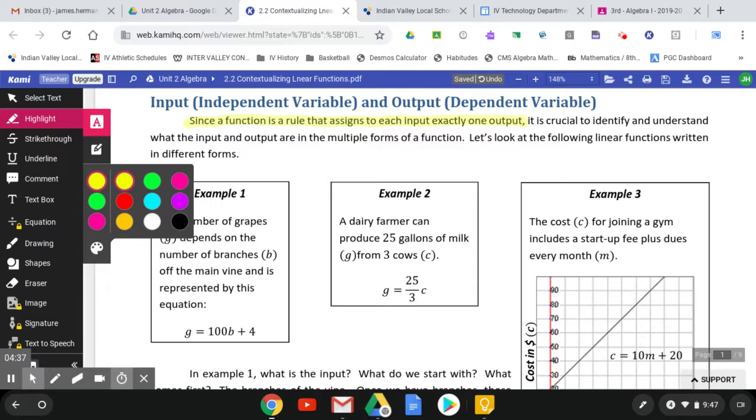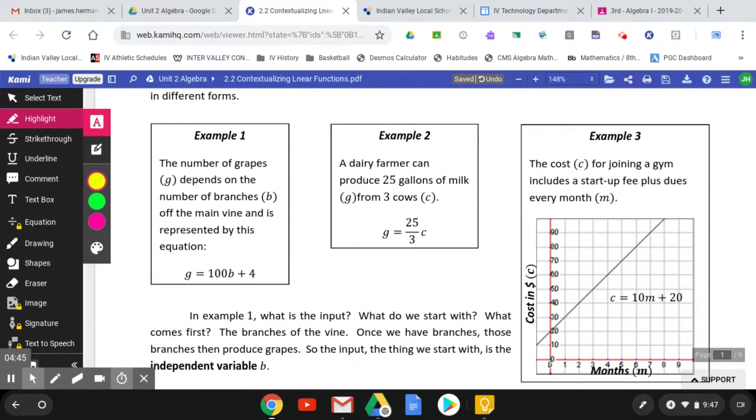And the second sentence, it is crucial to understand and identify the input and output in multiple forms of a function. Okay. Let's slide on down. Now, before I go any further, look at those three examples right there. This is what we're going to spend a lot of time talking about as we contextualize. What does contextualize mean? That's a big word, lots of syllables. What's the root word? Context. What does context mean? Put it into different words or into a situation, right? So we're contextualizing here. We're going to look at the real world situation.